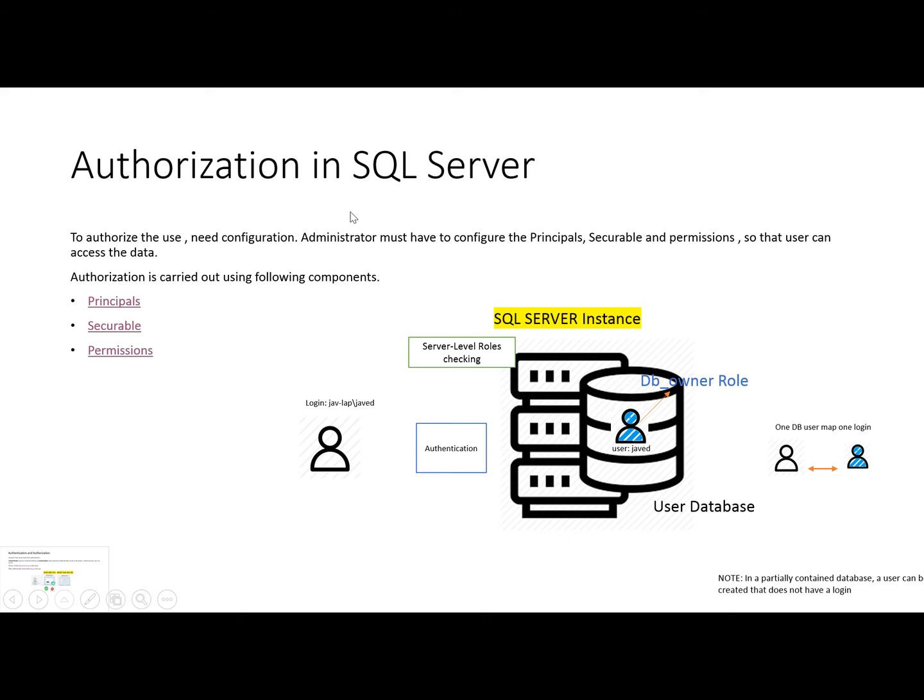This is the SQL Server module regarding authentication and authorization in SQL Server. We are discussing authorization, and we know that authorization is the step to assign the proper resources to the authenticated user, the authenticated login in SQL Server. To carry out this authorization, we need some components: principal, securable, and permission. Principal we already discussed in the last video.